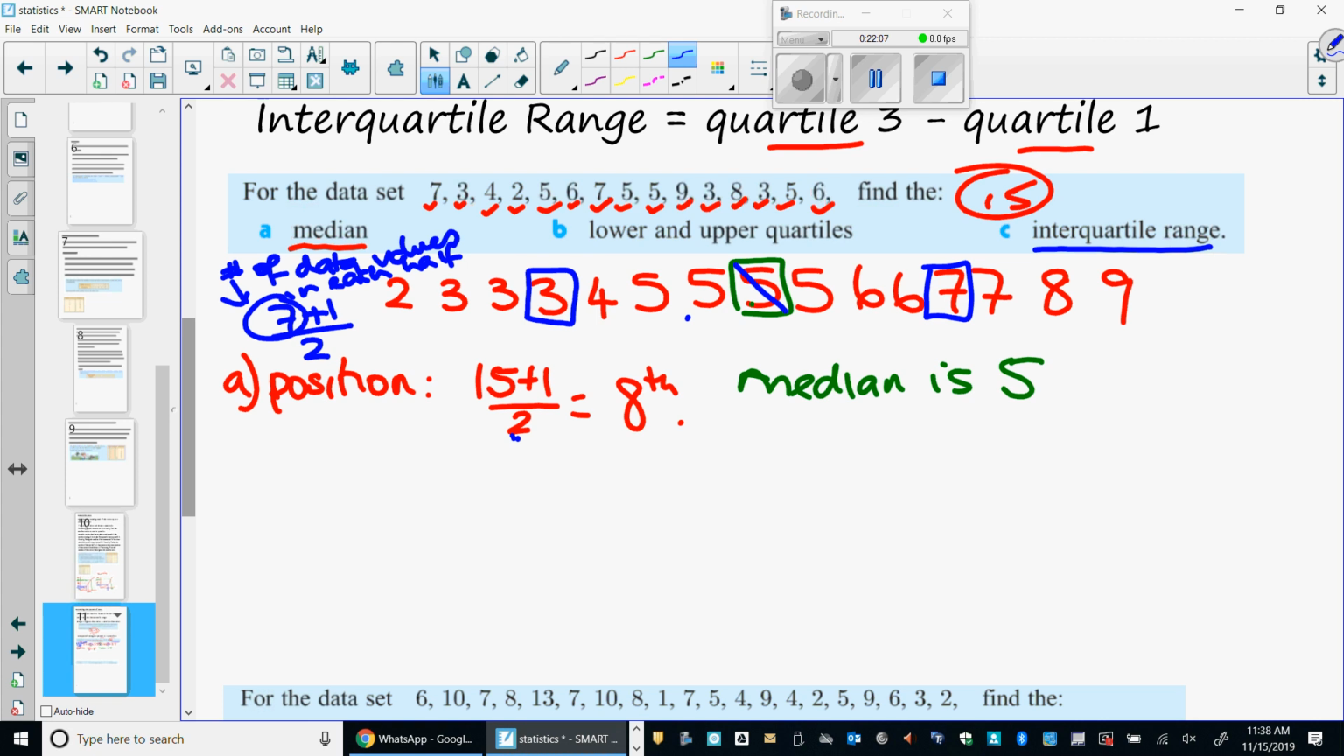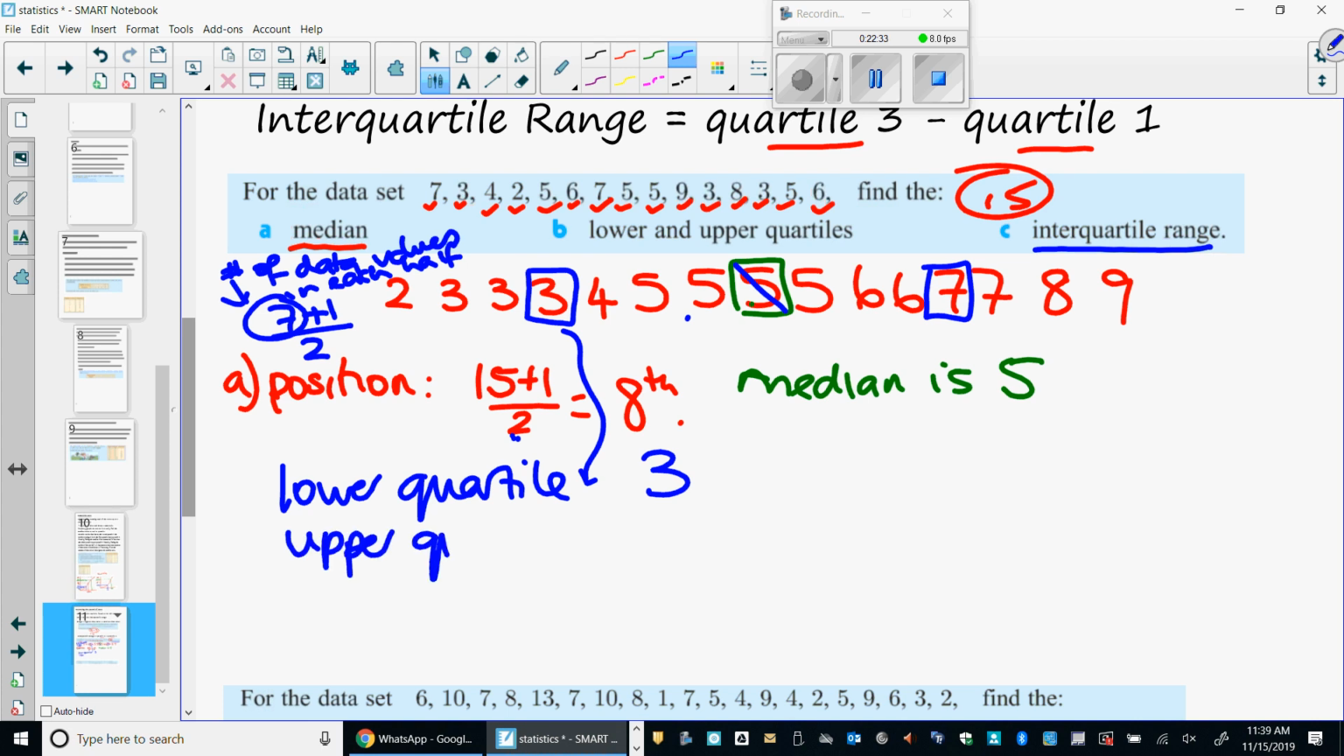I can't read the blue writing in the corner. Number of data values, that's the number of data values in each half. So the 7 would be the other quartile? Yes. Is this the higher number? Yes, because it was the middle of the top group. So the lower quartile is going to be 3, and the upper quartile is 7. So the lower quartile was 3 and the upper quartile was 7.